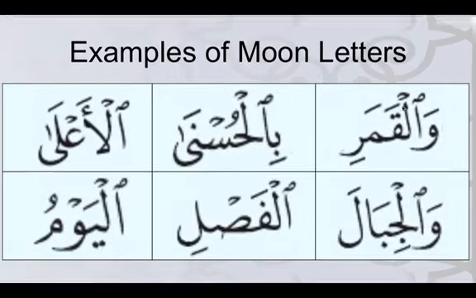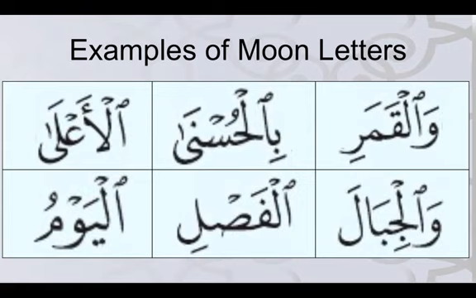How will you know if it's a moon letter? These are examples of moon letters. Now in all of these cases, you will notice that the hamzatul wasl and the lam sukoon are written, and the lam has its sukoon on it as well. Notice the lam has a sukoon on it. And the moon letter is going to be pronounced separately from the lam. The moon letter does not get a shadda on it.